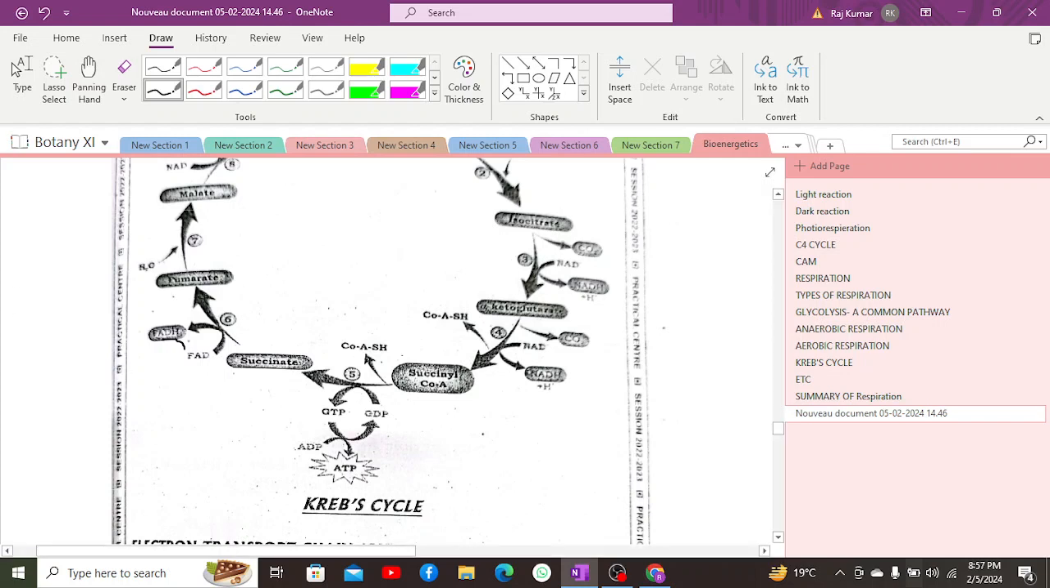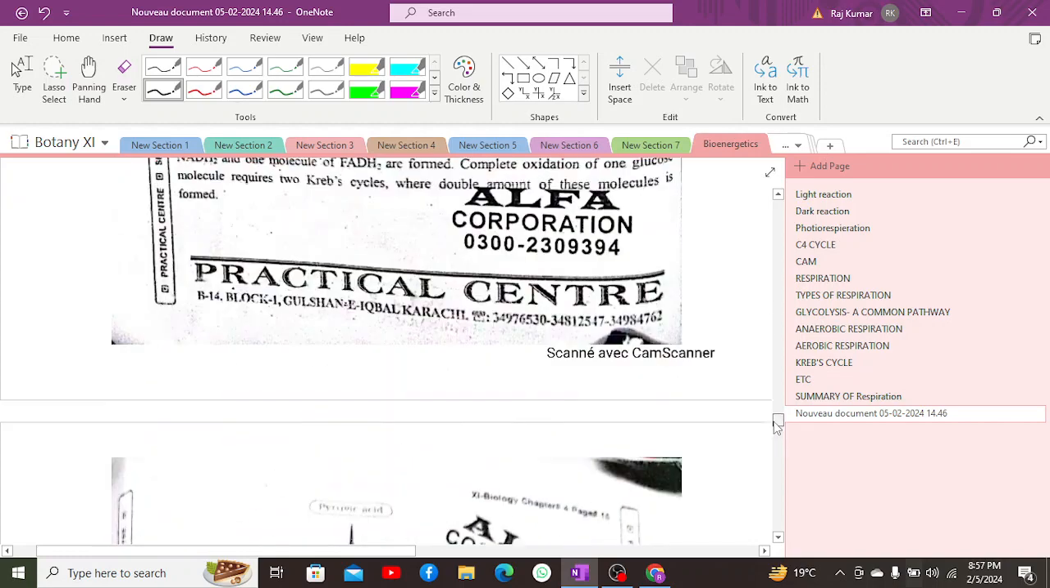And this is the entire process explained within a few minutes. And yes, this is the entire process.